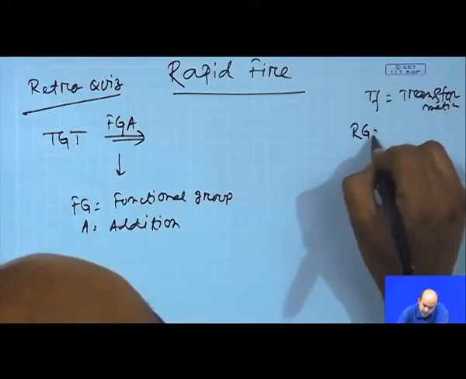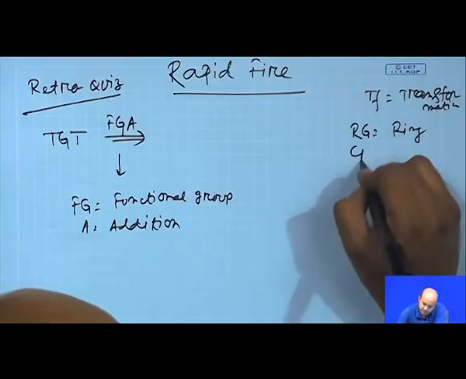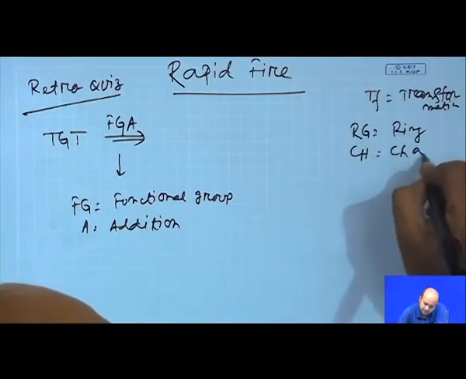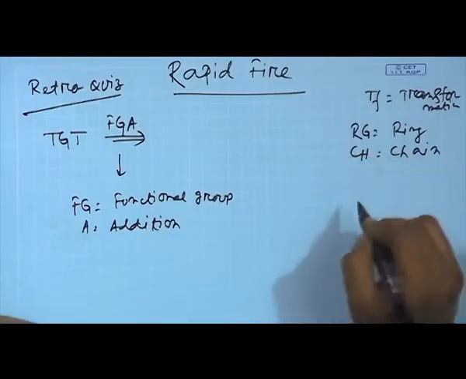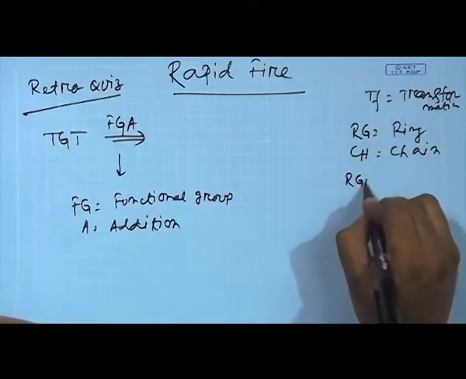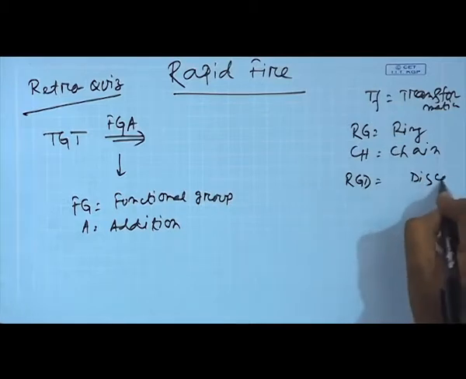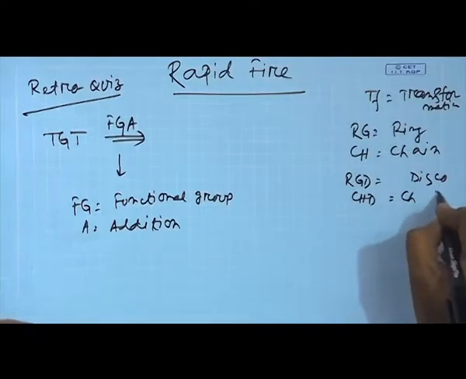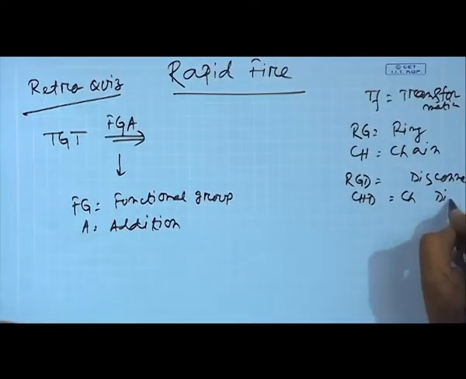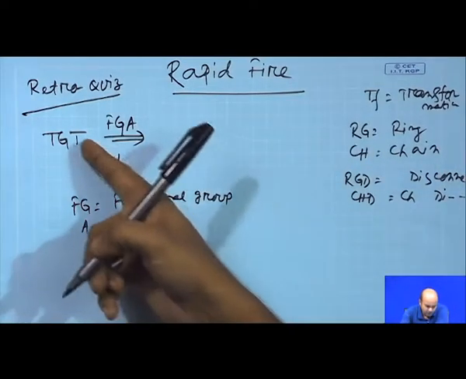RG stands for ring. If your target molecule has a ring, it is called RG. CH stands for chain. Sometimes if you have an acyclic chain in the molecule, it is called chain. Now, if you say RGD, that stands for ring disconnection, D stands for disconnection. If you have CHD, that is chain disconnection. So, these are the common terminologies we will often be using. TGT, all of you know, is target.